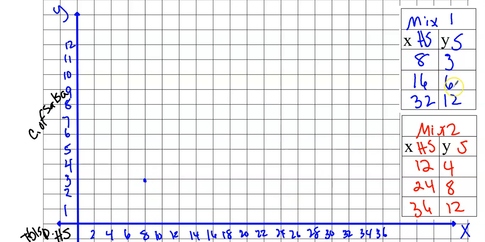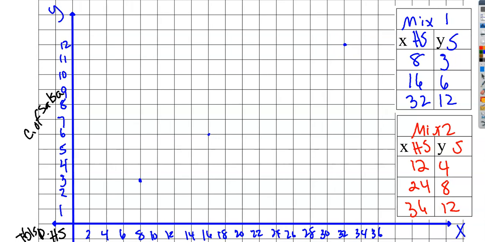And then I go 16, 6. So I go all the way over to 16 and I go up 6. And then the last one was 32, 12, all the way over here at 32. And sometimes this one's a little bit harder. Oh, 12 there, there's my 12. Okay, so now that I have those 3 points, now I can make a line.